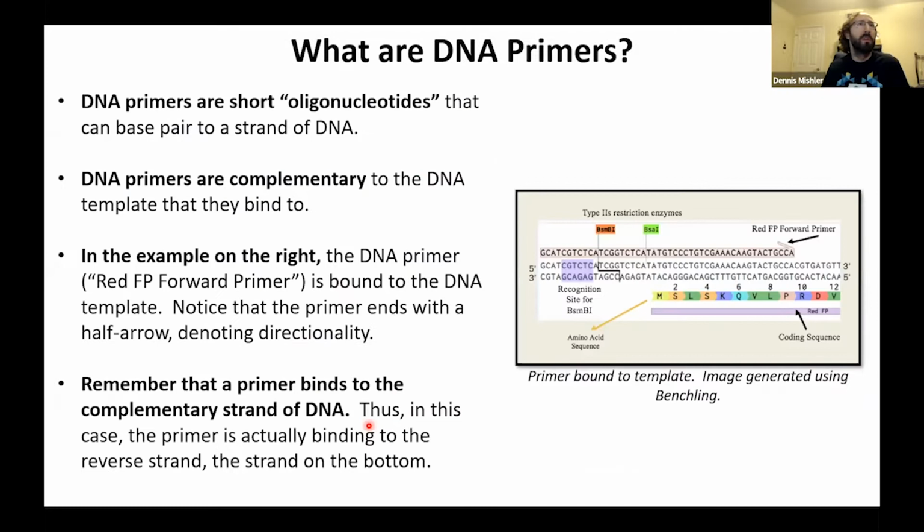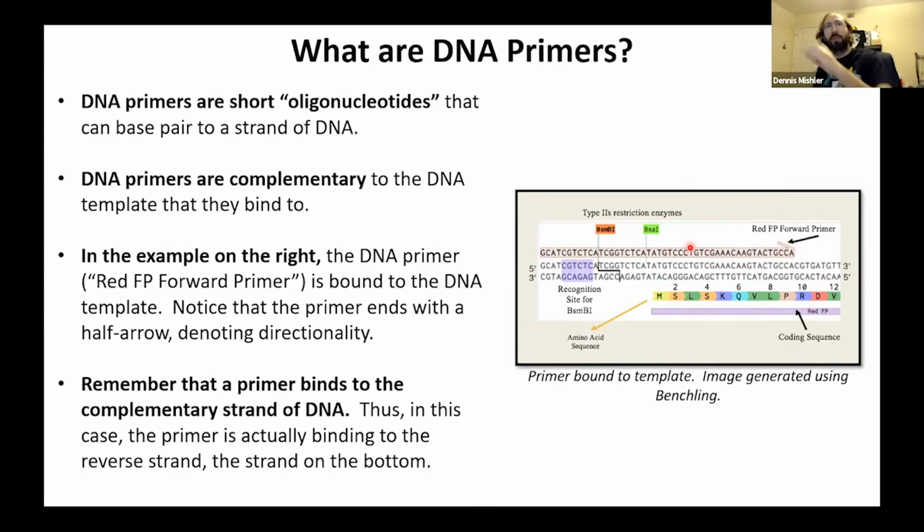Okay. So what are DNA primers? Well, DNA primers are short oligonucleotides. And oligonucleotides, if you're not familiar with the word, simply means many nucleotides. Oligo, many nucleotides. And DNA primers are going to be complementary to the DNA templates that they bind to. In our example over here, you can see there's a DNA primer, this red FP forward primer here. It's got this red box. And you'll notice that it's bound to the template DNA. And it has this little red half arrow indicating its directionality, right?